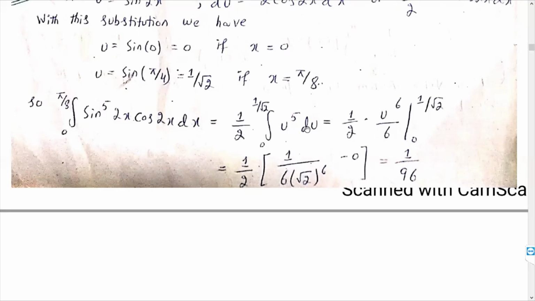Taking the integral of u raised to the power 5, it's u raised to the power 6 by 6. Substituting the limits, upper limit minus lower limit, I'm getting 1 by 96.